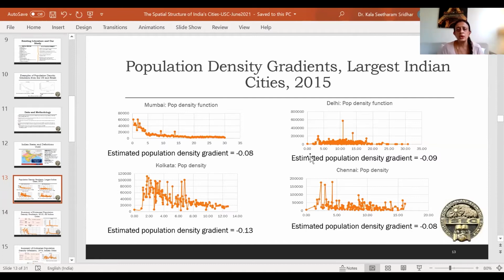So these are all estimated population density gradients for the largest Indian cities. And this is a population density function for Mumbai, this for Delhi, this for Chennai, this for Kolkata. And it's very interesting to find that the population density function for Mumbai and Chennai have exactly the same slope, the same density gradient, minus 0.08. And Delhi is 0.09, and Kolkata is the one that is actually the most centralized, right? At a negative exponential density gradient of minus 0.13.